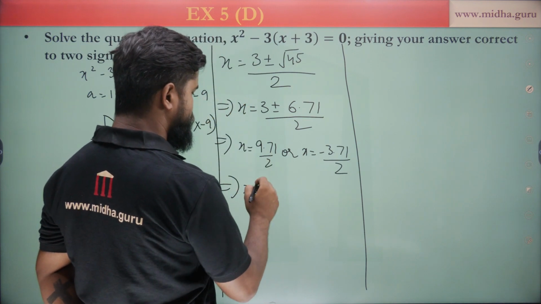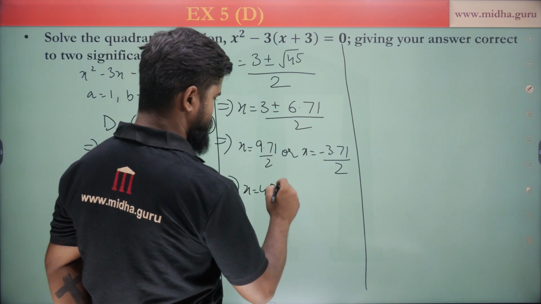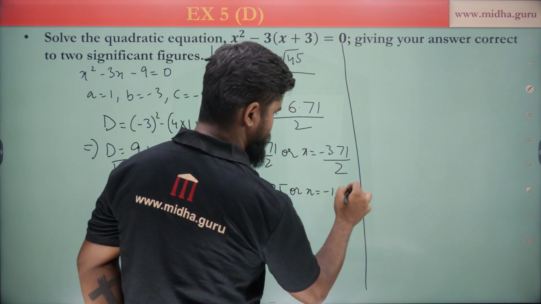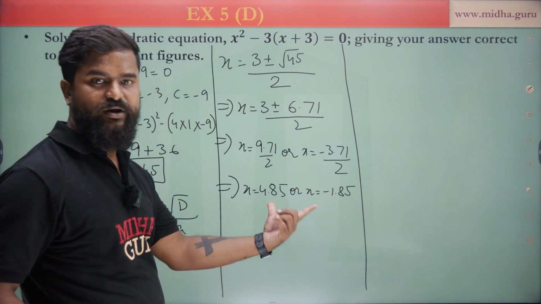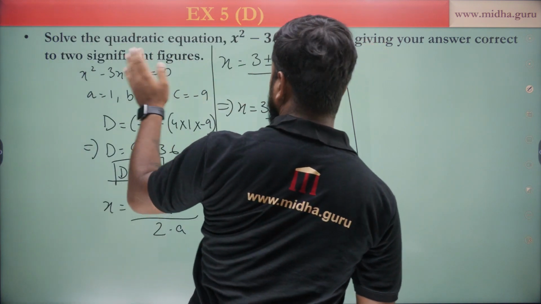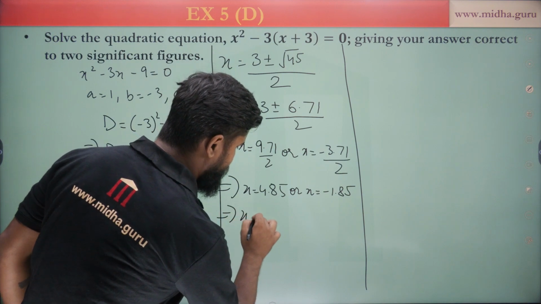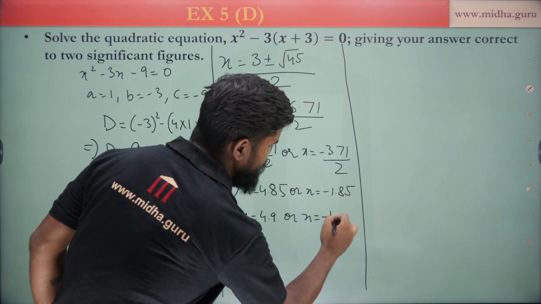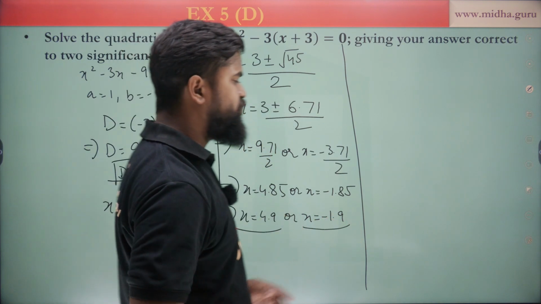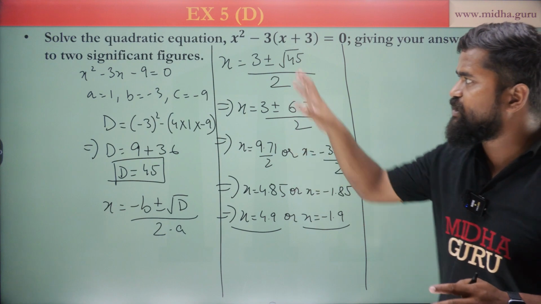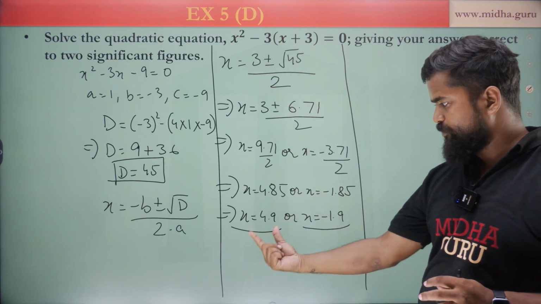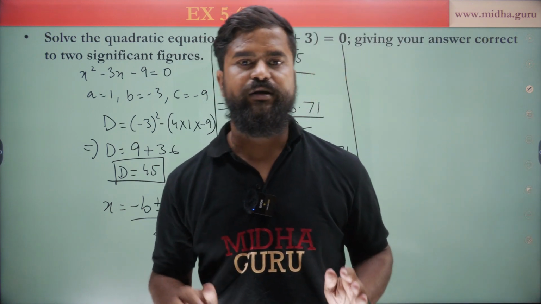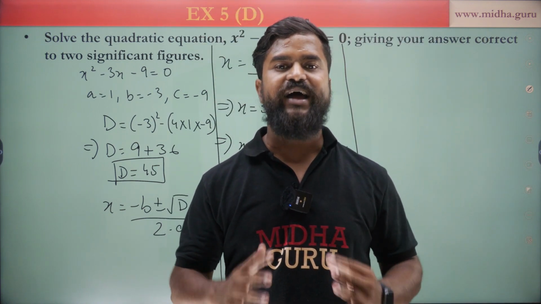So x is either equal to 4.85 or equal to minus 1.85. So these are the two values for x. But since we are supposed to give it to two significant figures, we'll round it off. So 4.85 is 4.9, or x is equal to minus 1.9. Now rounded off to two significant figures, our solutions for the given quadratic equation would be 4.9 or minus 1.9. Now we will move on to the solutions of exercise 5E.